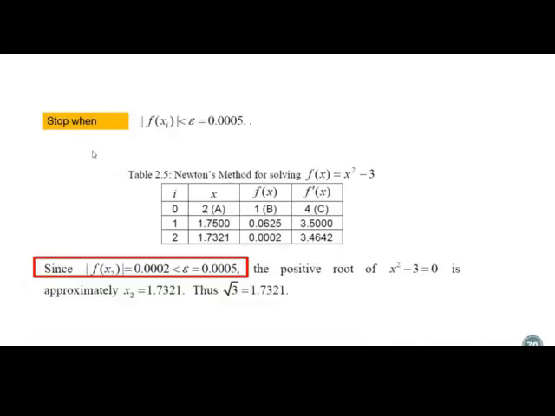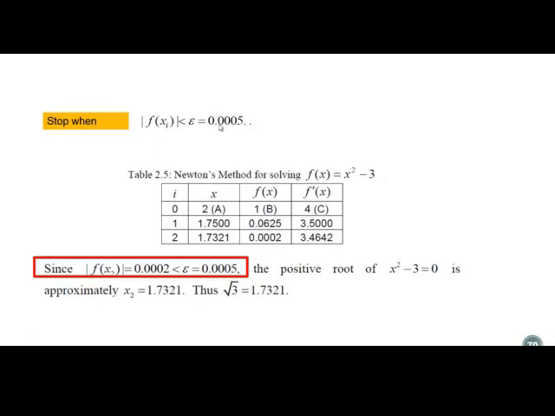So when are you going to stop? You will stop when you find that the modulus of f(x1) is less than 0.005, as mentioned in the question. If the question asks for 0.002, then you follow that instead. In this case the question asks for 0.005, so you have to do the whole process until you see this f(x), because it's requesting f(x).